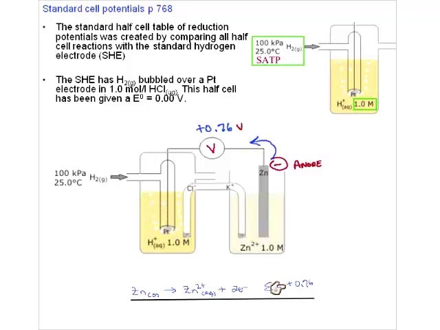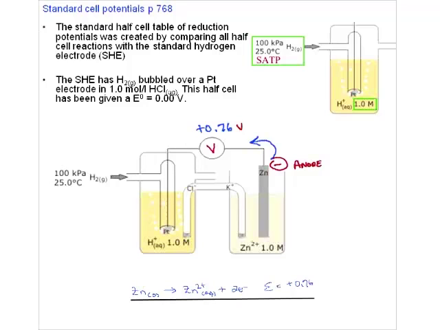But on our table, when we change this around to represent it as reduction, it's going to have a negative value because it's reversed. So in this setup, the zinc is being oxidized. It's the site of oxidation. So we say that it's going to have a positive voltage here, but when we put it in our table, we reverse it. So what's going on then in the standard hydrogen table?